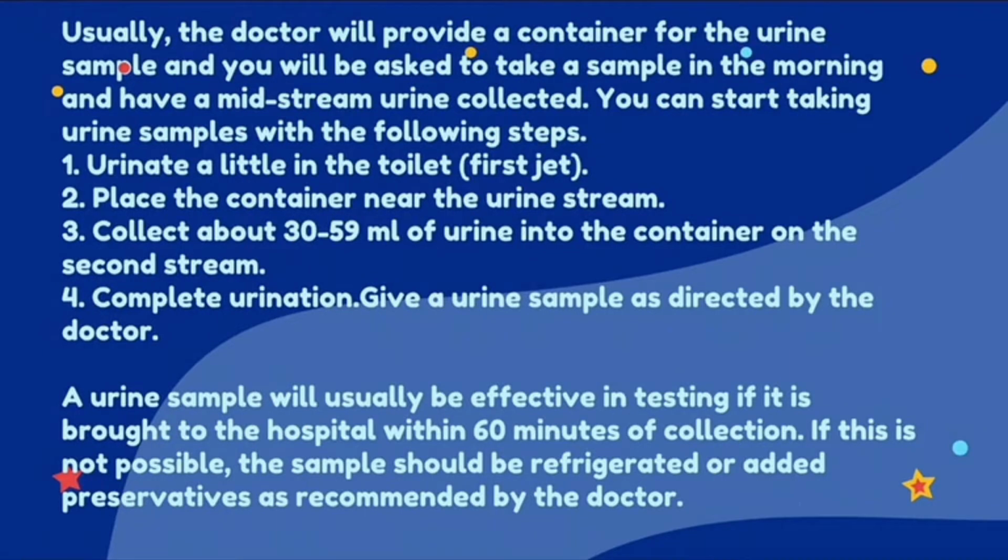Usually, the doctor will provide a container for the urine sample, and you will be asked to take a sample in the morning and have a midstream urine collect. You can start taking urine sample with the following step. 1. Urinate a little in the toilet. 2. Place the container near the urine stream. 3. Collect about 30 until 50 ml of urine into the container on the second stream. 4. Complete urination. Then give a urine sample as directed by the doctor.